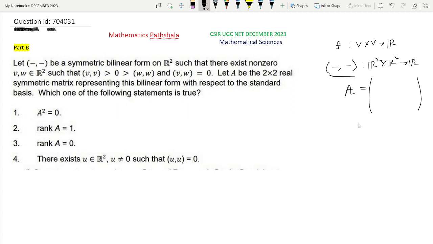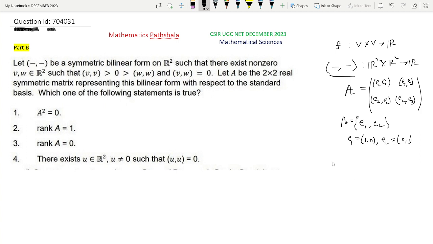We know that the standard basis of R2 is e1, e2, where e1 is (1,0) and e2 is (0,1). So the entries will be (e1,e1), (e1,e2), (e2,e1), and (e2,e2). This is the matrix representing this bilinear form with respect to the standard basis beta.